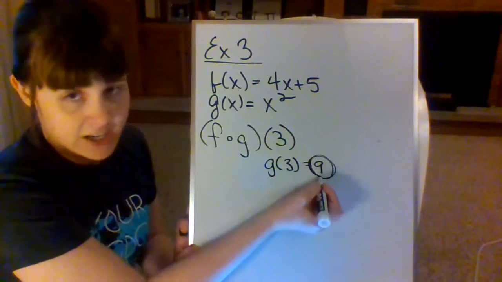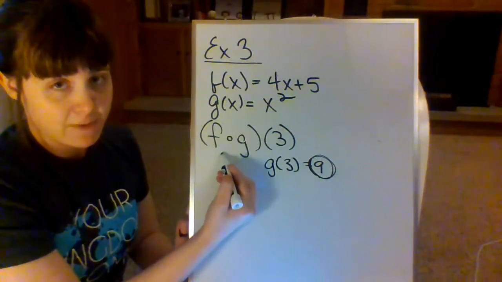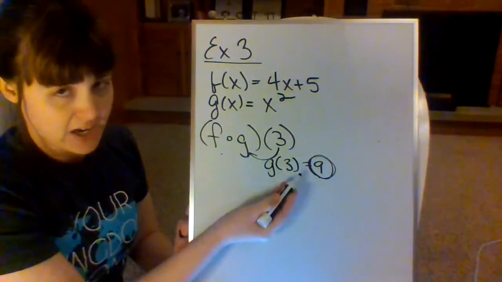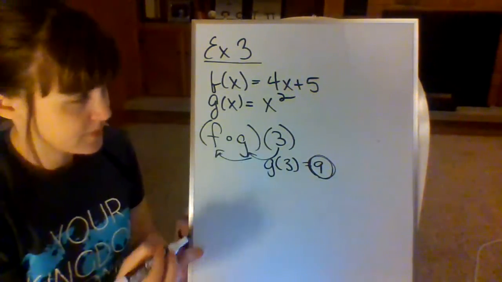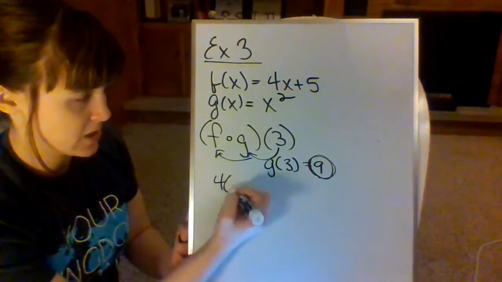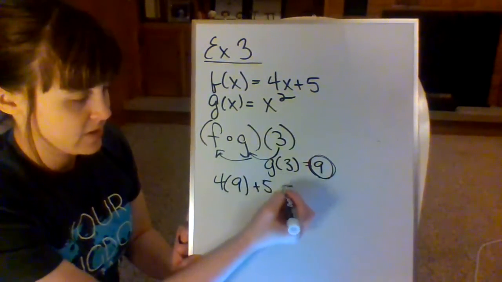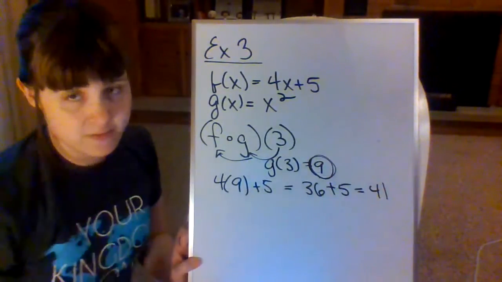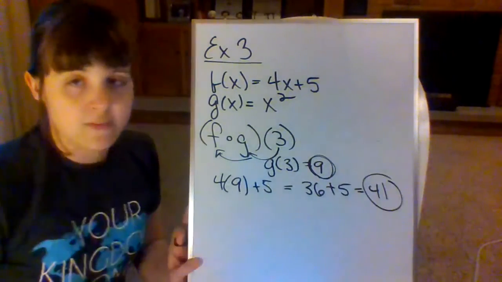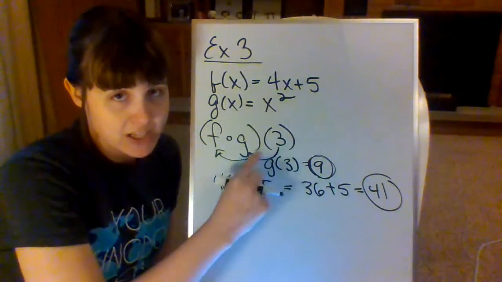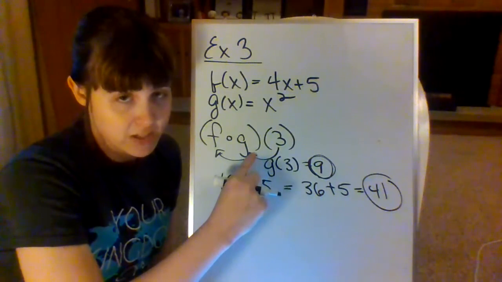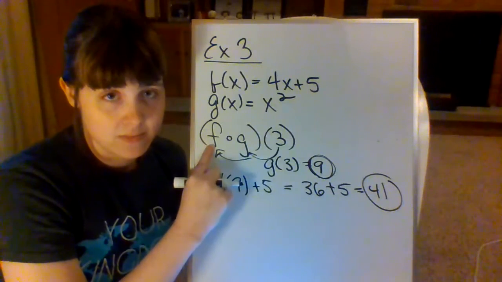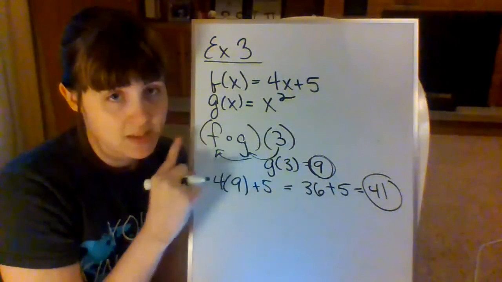Now we're going to take our 9 and plug it into the f function. So we took 3, plugged it into g, and we take our answer from that, 9, and plug it into f. So now, 4 times 9 plus 5. So 36 plus 5, 41. So you take the number, plug it into the closest letter function first, get that answer, and then you plug it into the other one. Hopefully that made sense.